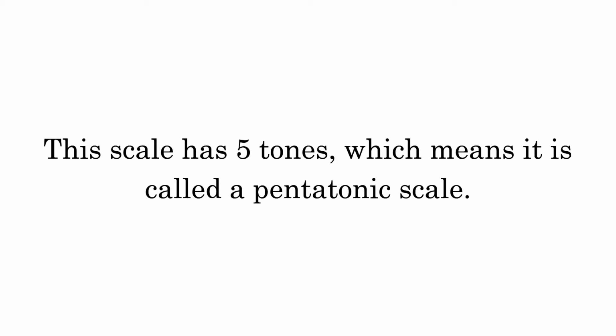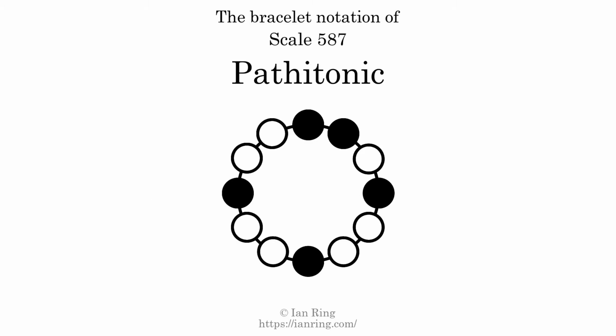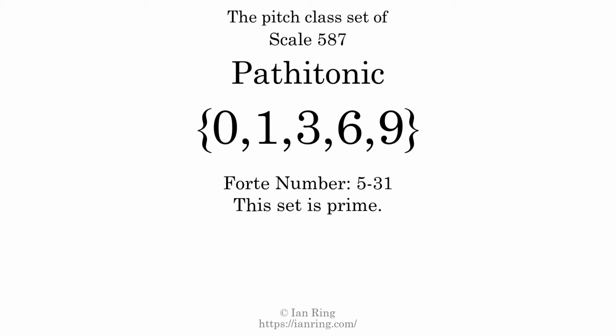This scale has 5 tones, which means it is called a pentatonic scale. This is a bracelet notation diagram of scale 587. The shaded circles represent tones that appear in the scale, and they are read clockwise, starting at the top. The pitch class set for this scale is 0, 1, 3, 6, 9.